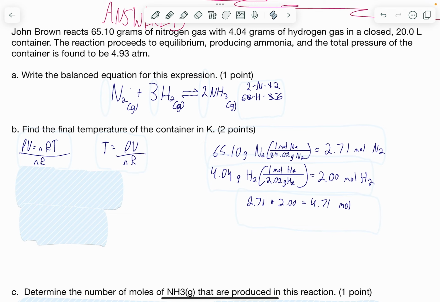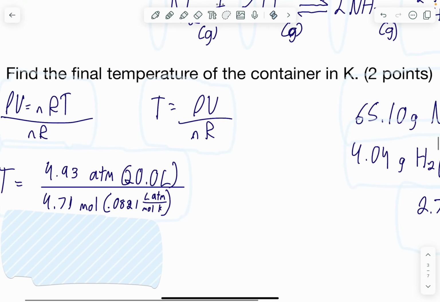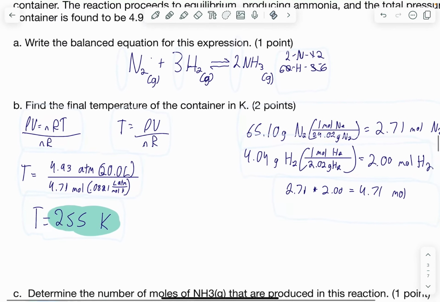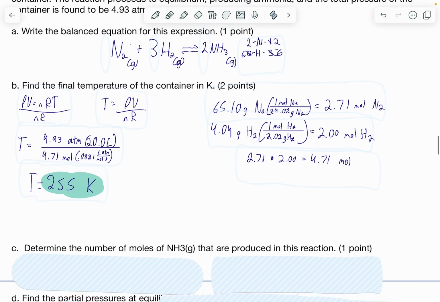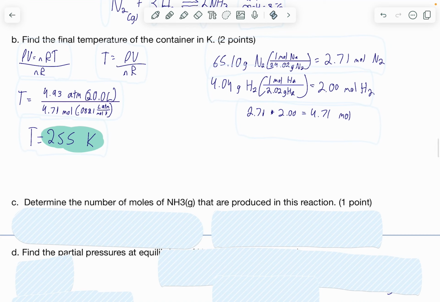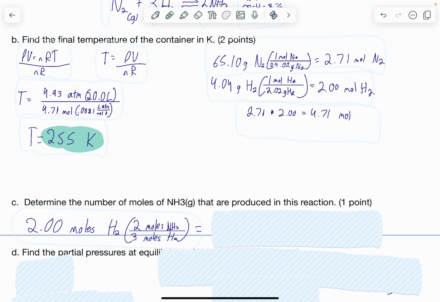So you get T on its own. Temperature is equal to pressure times volume over number of moles times the ideal gas constant. You plug in all your values and you will get 255 Kelvin as the temperature of this reaction. So now we must find how many moles of ammonia we are producing through this reaction. First, we need to determine what our limiting reagent is.